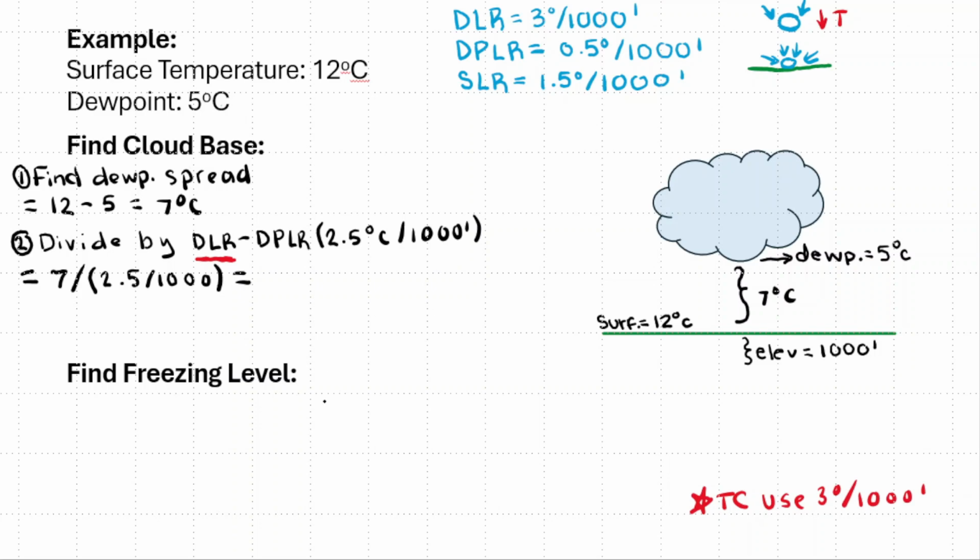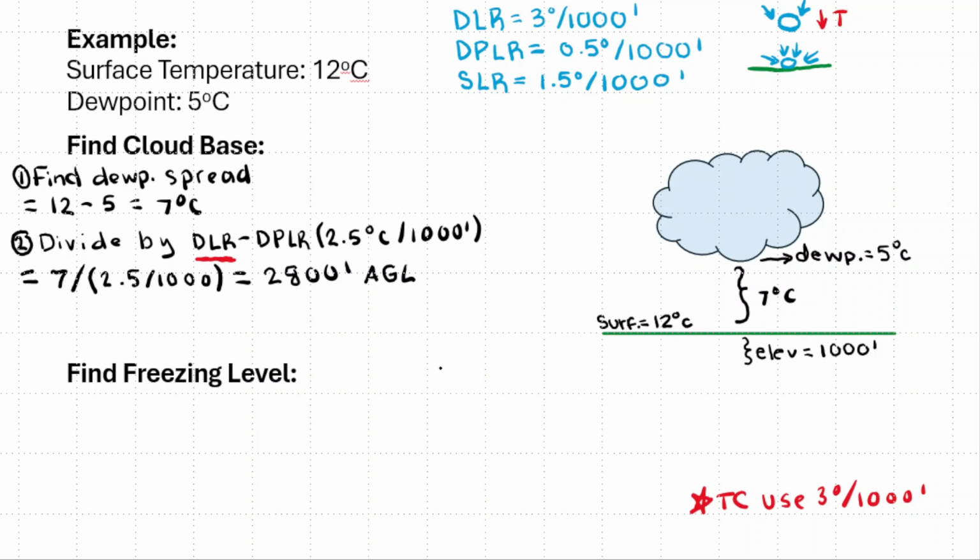And I'll compare the numbers after this so you can kind of see the difference between the two and how different they really are. So anyways, for finding the cloud base, we found our dew point spread, which is 7 degrees, and now we're dividing it by 2.5 degrees per 1,000 feet. And once we do that, we're going to get 2,800 feet. The 2,800 feet is going to be above ground level, so AGL.